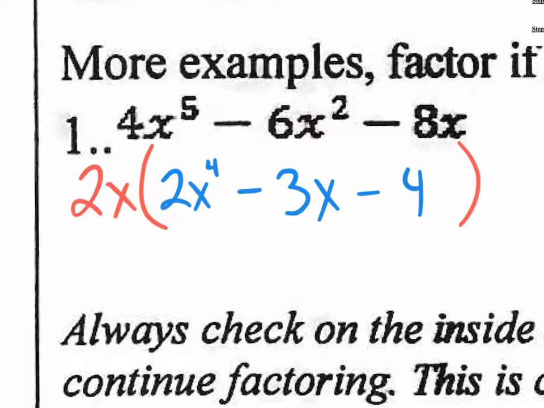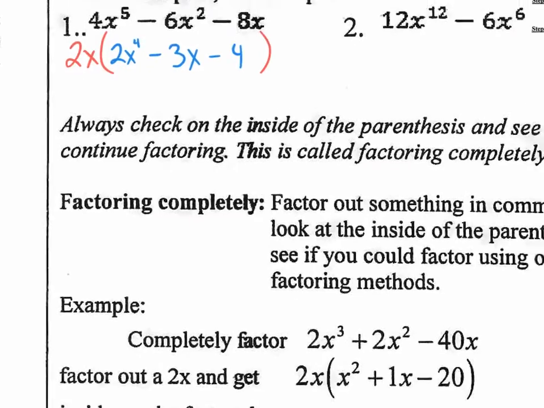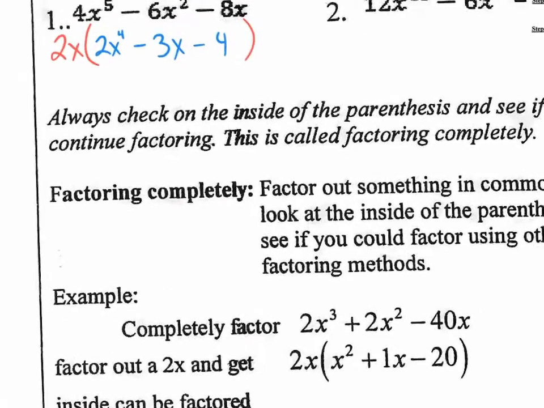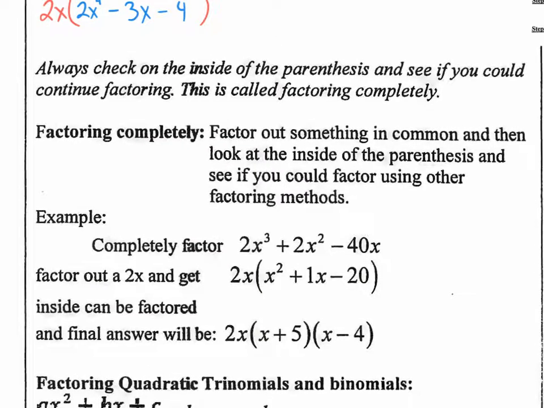Now, what you should do after pulling out the GCF is look at the inside and see if you could continue factoring, which you cannot, right? So let's move on. It does say right there, we could do more examples, but I'm not going to. It says, always check on the inside of the parentheses and see if you could continue factoring. This is called factoring completely.